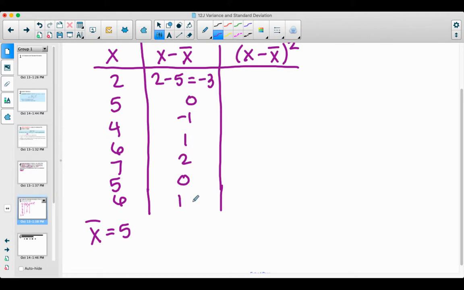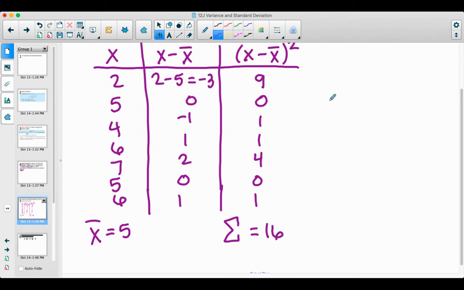Then the numbers in this column, we want to square them. The purpose of squaring them is so that we don't have negative numbers. This gives me 9, 0, 1, 1, 4, 0, 1. Then we need to find the sum of these values, and when I add them together, the sum is 16.